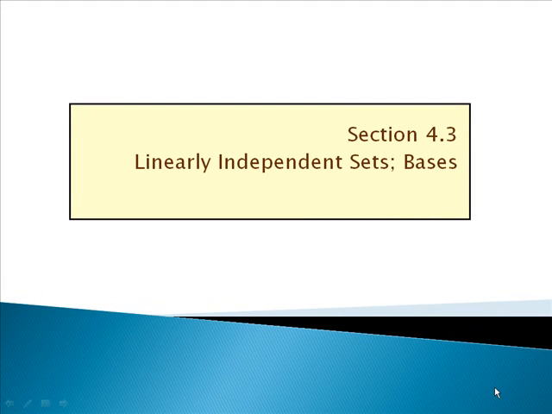Section 4.3, Linearly Independent Sets and Bases. First we're going to look at a definition.